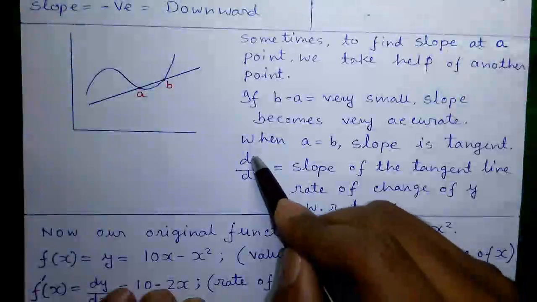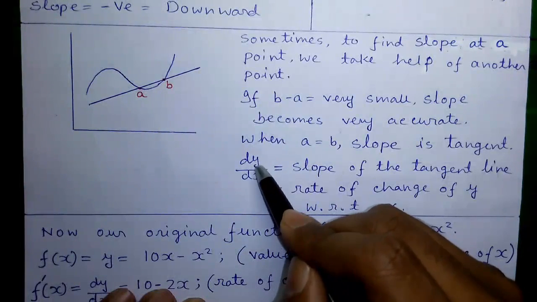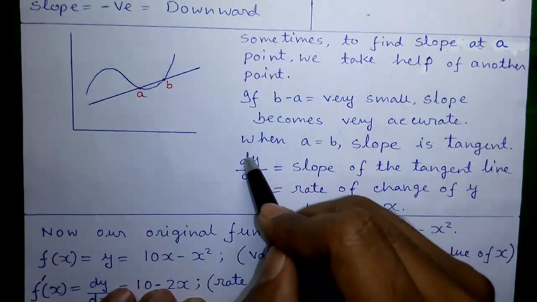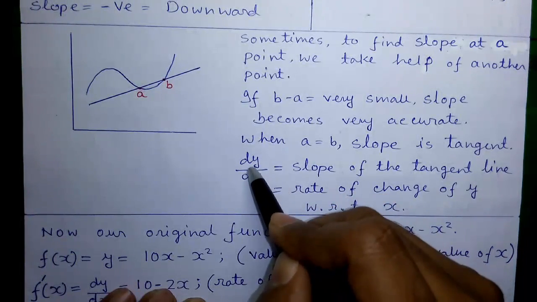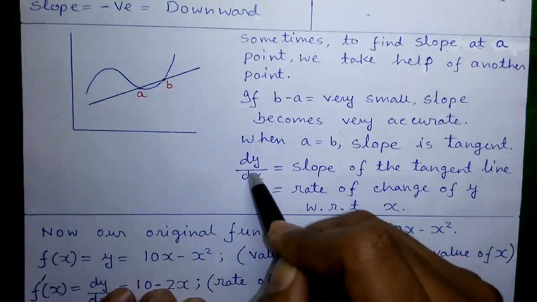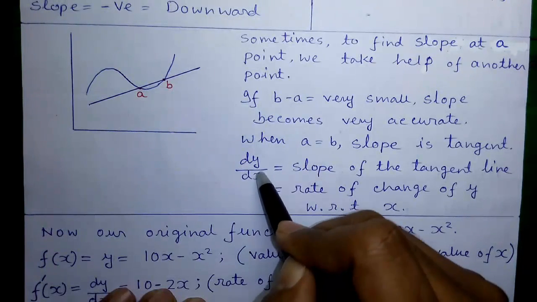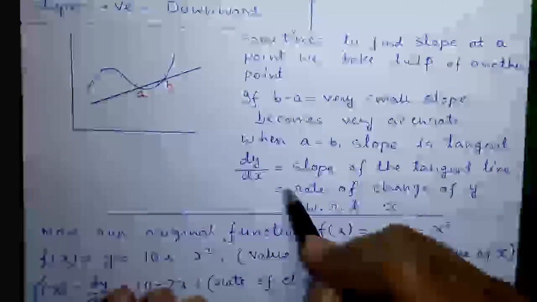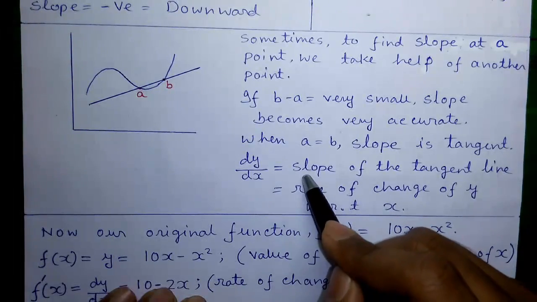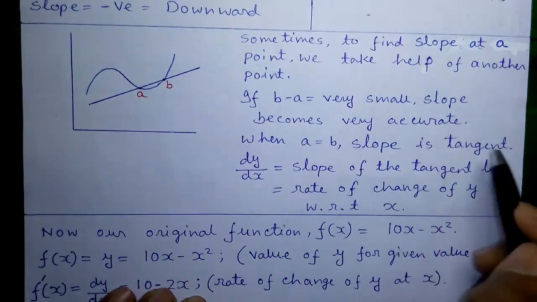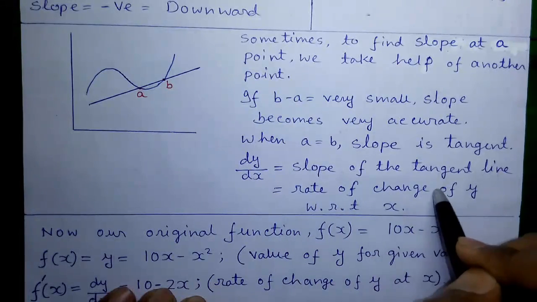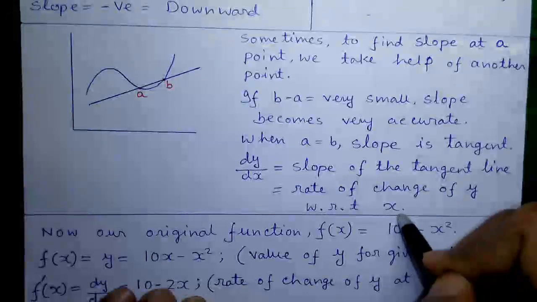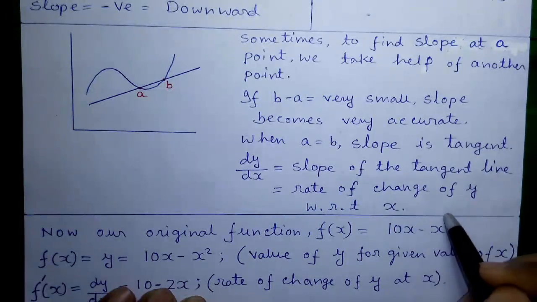So here derivative is represented as dy by dx, where d stands for delta, or a small change in y value, divided by delta x, that is a small change in x value. So dy by dx equals the slope of the tangent line for a particular point of x. It is also called the rate of change of y with respect to x. I will explain this later with a real world problem.